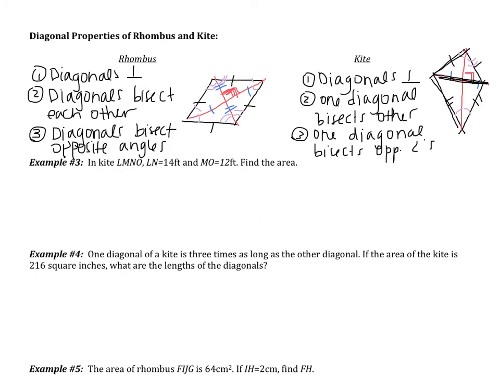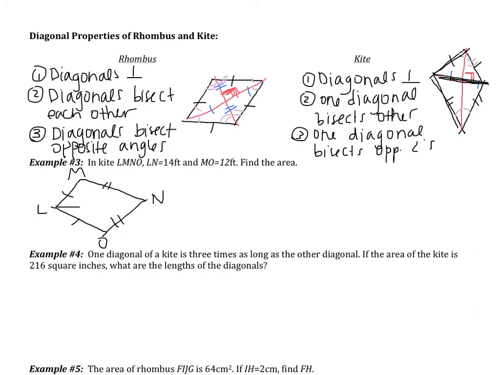So looking at example 3, it says in kite LMNO, LN is 14 feet, MO is 12 feet. Find the area. Well, before we do anything, we should probably draw a figure. So I have a kite. It's LMNO. Remember, it does not matter where you put the L, but you do need to go in order from that point. So I generally go clockwise. So put your first point and then go clockwise with the other three.